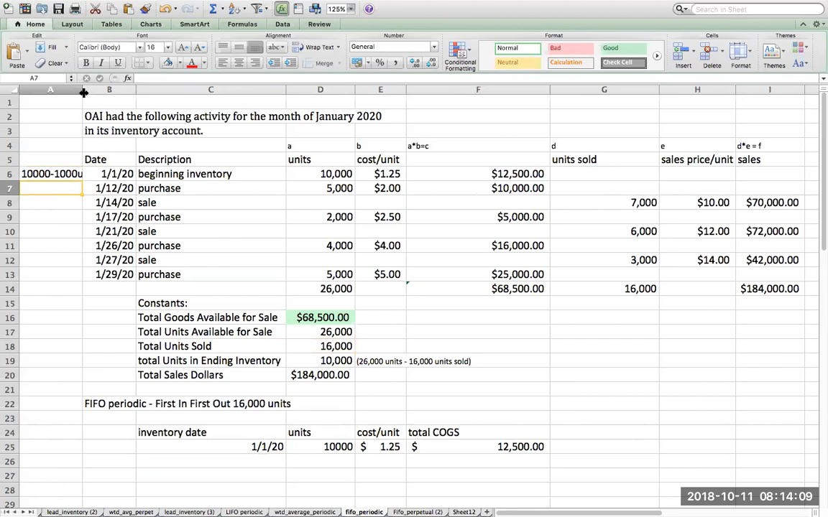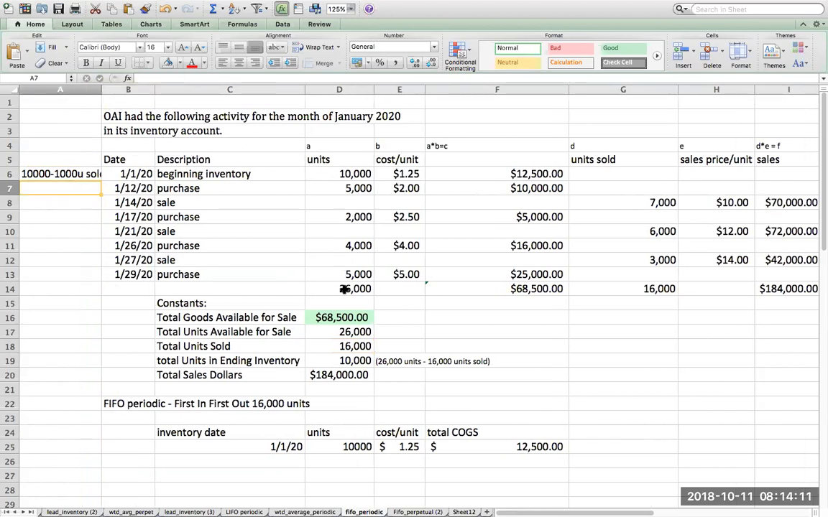So this amount here will be 0. Okay. I then go to my next purchase, which happened to be on January 12th, 2020. This was 5,000 units at a cost of $2 per unit for a total cost of goods sold of 10,000.